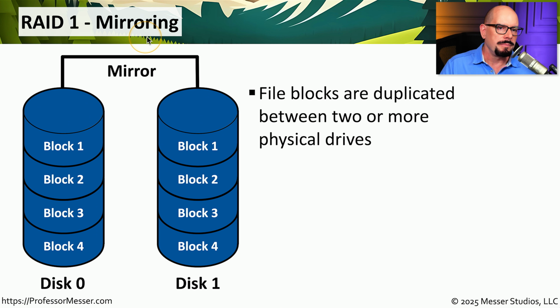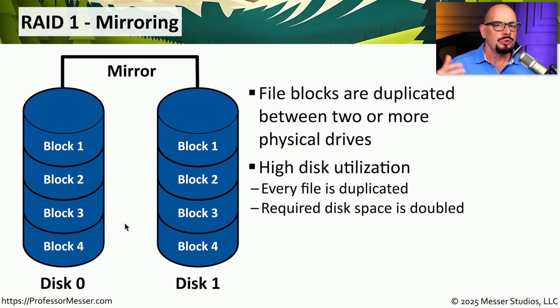RAID 1 is mirroring, and as the name implies, mirroring means that we're going to have copies of information across multiple drives. For RAID 1, we need at least 2 drives. We have those 2 here on the screen, and you can see that anything that we have on disk 0 also has an exact duplicate of that information on disk 1. This means that we need effectively twice as much storage space to be able to store exactly the same information. Having that mirror of duplicate information means that we are going to use a lot of storage space to be able to maintain that redundancy.